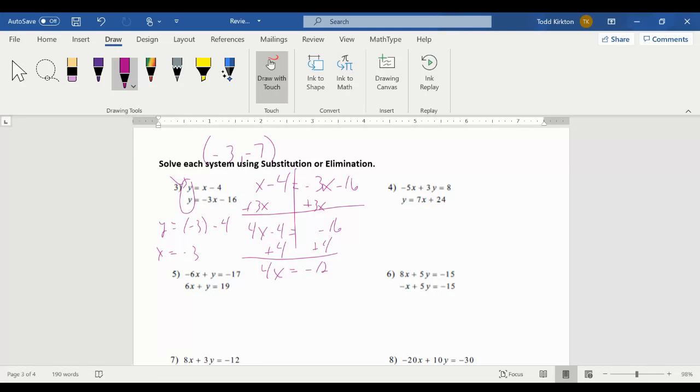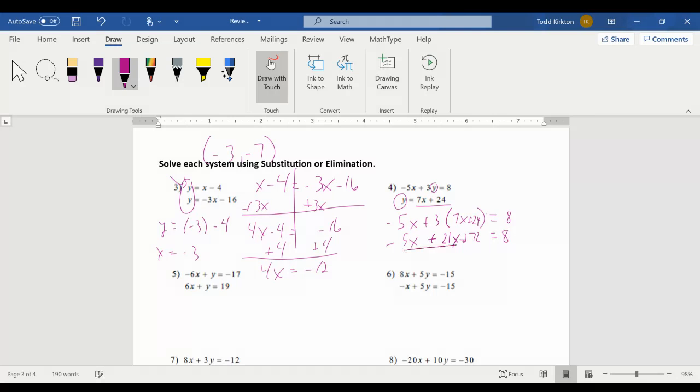Next one, if one of the equations is solved for a variable, substitution is probably the way to go. So y equals y. So I circle both the y's. Leave a parenthesis there for that y. So I'm rewriting the first equation. I'm going to substitute what's equivalent to y there. So -5x plus 21x plus 72 equals 8.